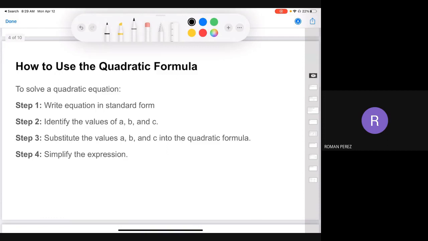So how do you use the quadratic formula? To solve a quadratic equation, you want to write the equation in standard form. So the equation needs to be in standard quadratic form. So again, that's this equation right here. Then you're going to identify the A variable, the B variable, and the C variable. And once you do that, you're just plugging that directly into the quadratic formula, which once again looks like this. And then you simplify, and then you're able to solve for your x's.